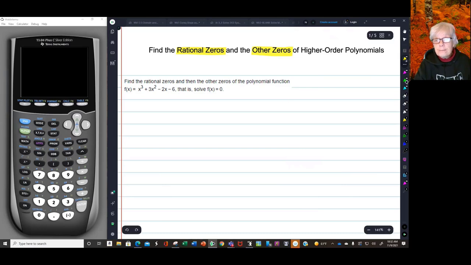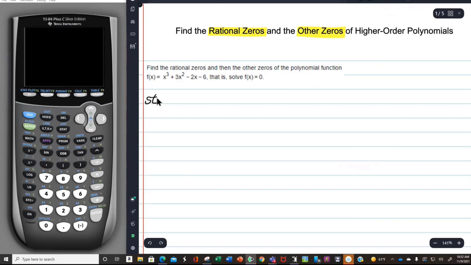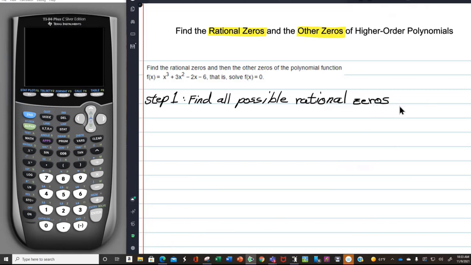And here's how you go about it. The first step in doing that is the first step we used in the last video on this topic, which was how do you find all the possible rational zeros? So that is always step one. Step one: find all possible rational zeros. I'm trying to write neatly. And we do that by using that funny little P over Q. And we're about to do that right now.